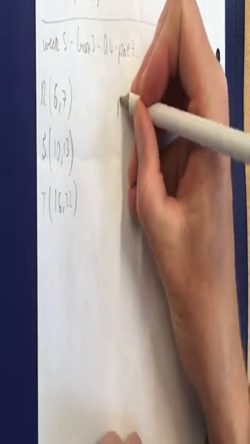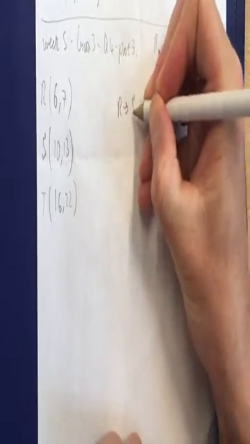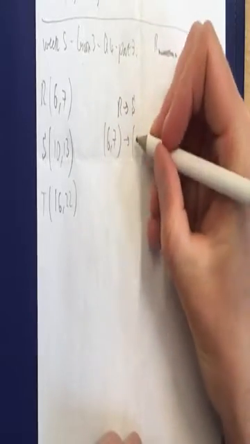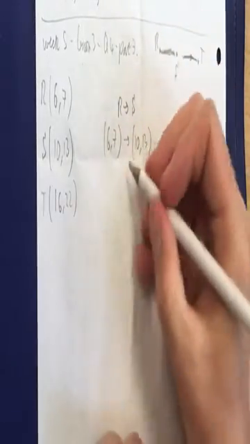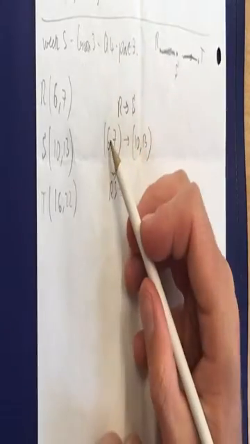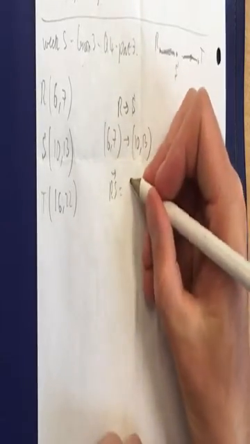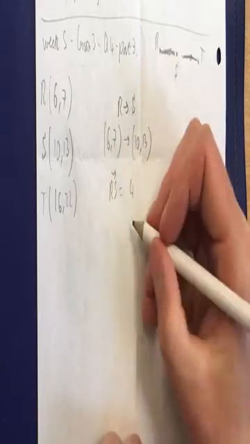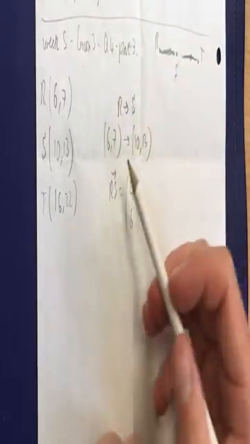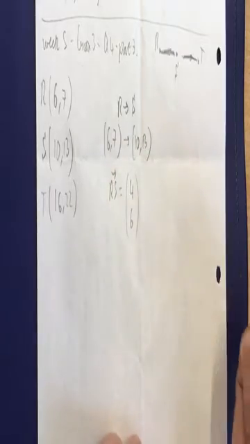So, let's start by working out how I get from R to S. Well, R is at 6, 7. S is at 10, 13. How do I get between them? What is the vector from R to S? Well, from 6 up to 10 is up 4. From 7 up to 13 is up 6. So this is my vector from R to S. This is how I get from here to here.